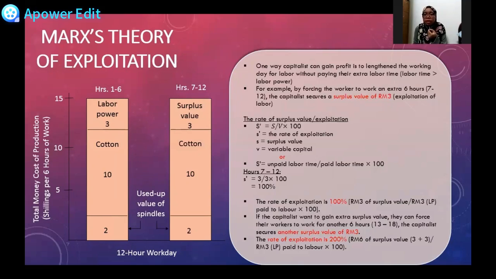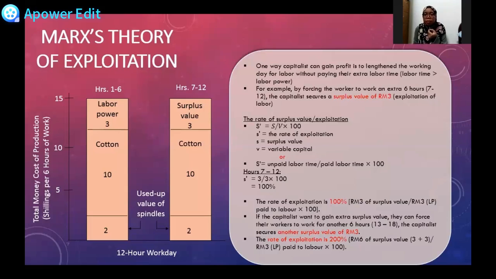We can calculate by using the formula of the rate of surplus value. For the next 6 hours, 7 to 12, we can calculate by 3 over 3 times 100, so we can get 100% rate of exploitation. So the rate of exploitation is 100%, which is 3 ringgit of surplus value over 3 ringgit of the labor power paid to labor times 100.